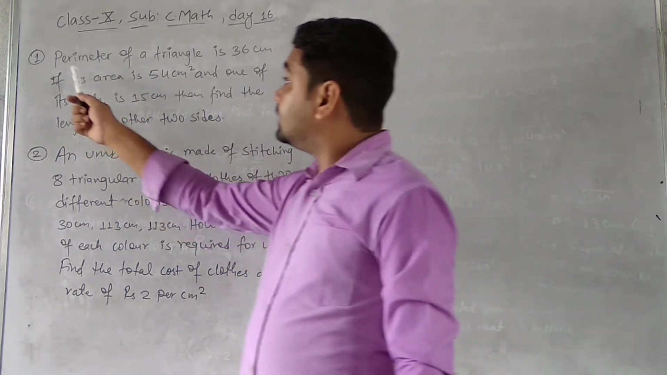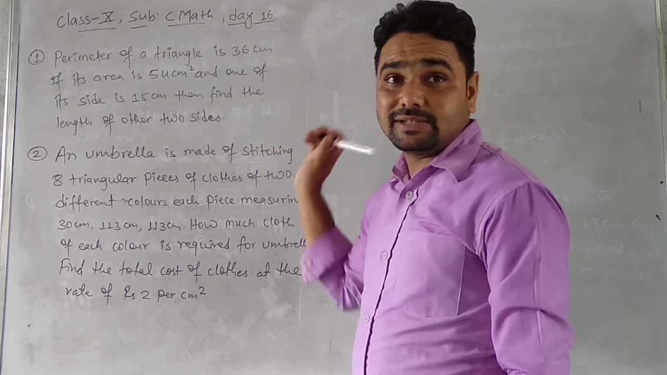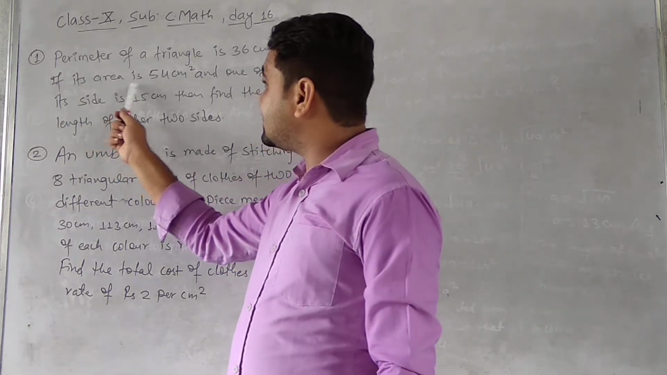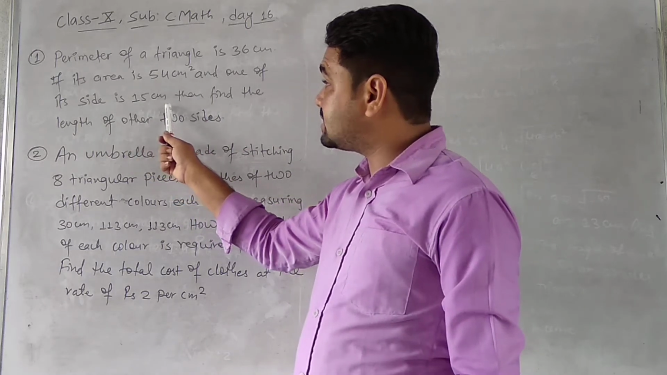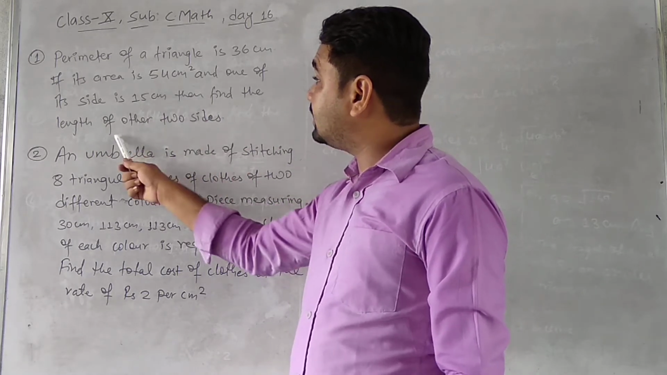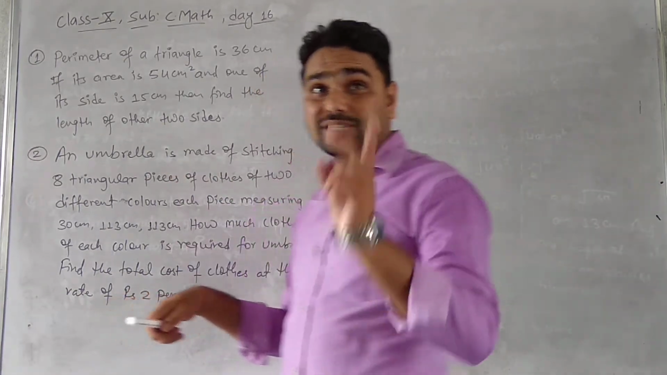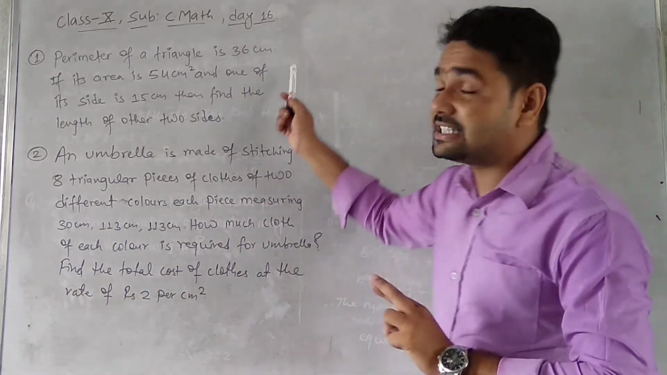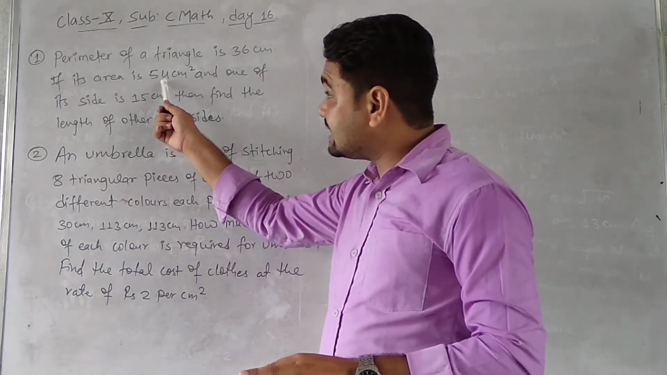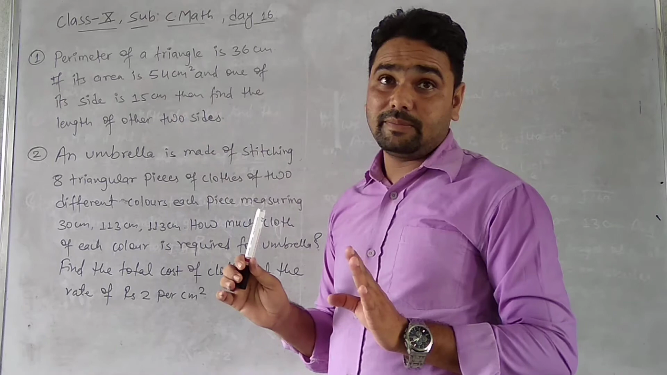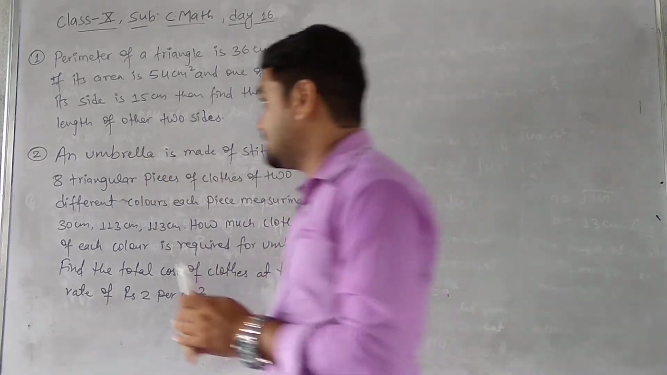Question number one. It is given that the perimeter of a triangle is 36 centimeter. If its area is 54 and one of its sides is 15 centimeter, then find the length of the other two sides. That means one side is given, two sides are missing. This is a scalene triangle. Its area and perimeter are given, and we are going to find the length of the other two sides. So let's do that.